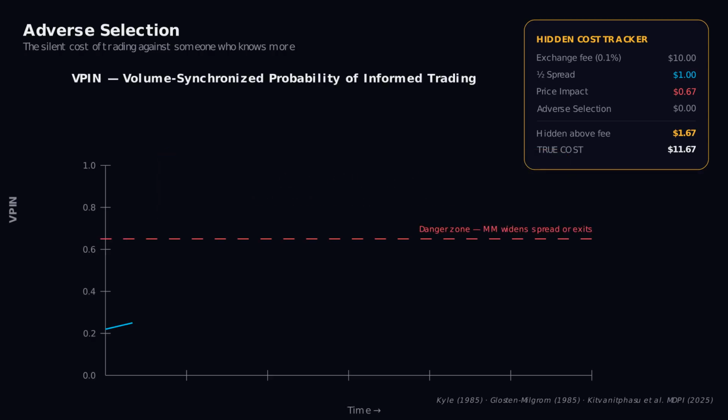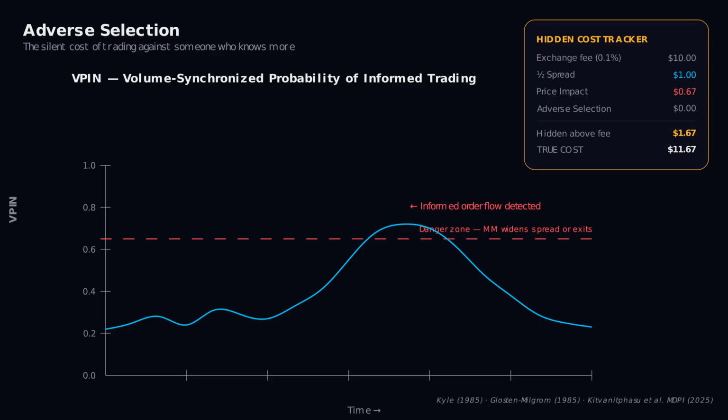VPIN tracks order flow toxicity in real time. Low values mean normal, unthreatening order flow. Watch what happens when an informed event enters the market. VPIN spikes past 0.65, the threshold. Market makers immediately widen their spreads or step back entirely. A 2025 study confirmed elevated VPIN significantly predicts Bitcoin price jumps and correlates with their magnitude. Then it subsides as the informed order is absorbed and the market reprices.